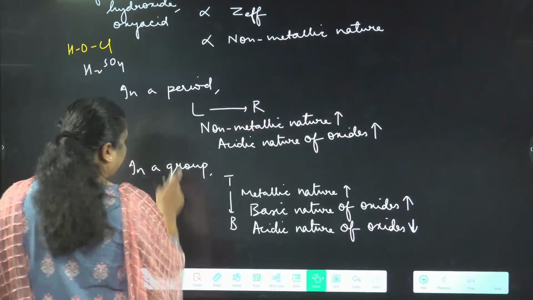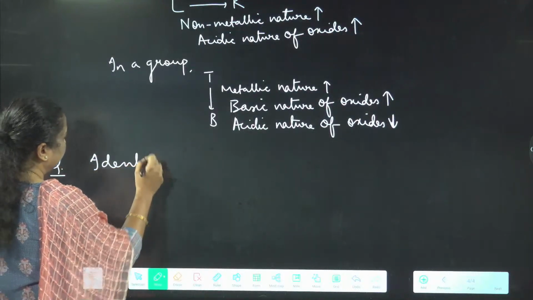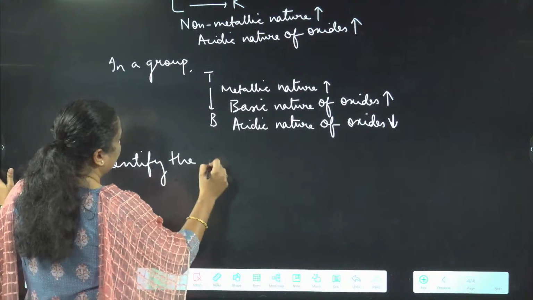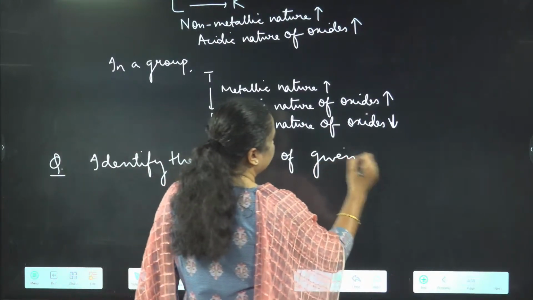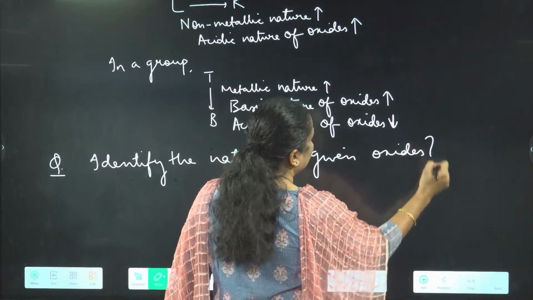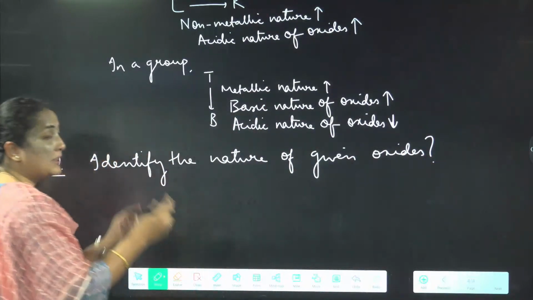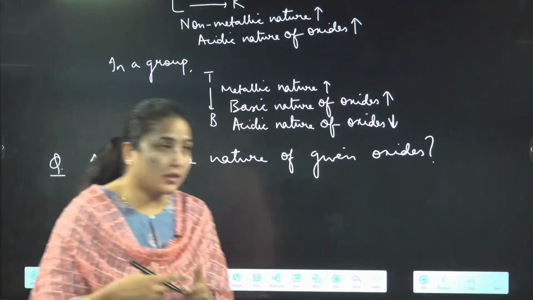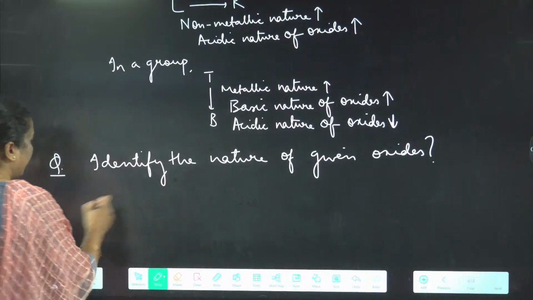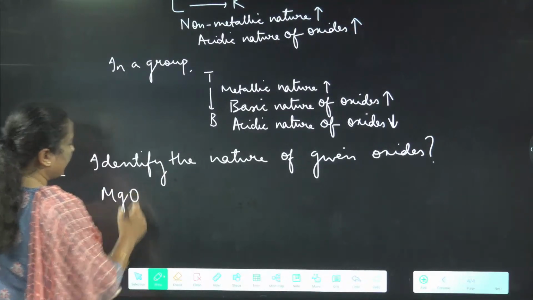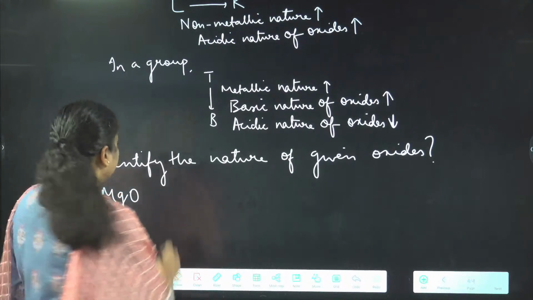Now let me give you one question, first a simple one. Identify the nature of given oxides. This is just to make you thorough with whatever I have written, that means the nature of the oxides which I discussed. Neutral and amphoteric you remember clearly, right? I'm going to write down, and you just have to identify which one is neutral, which one is basic, which one is acidic, and which one is amphoteric.